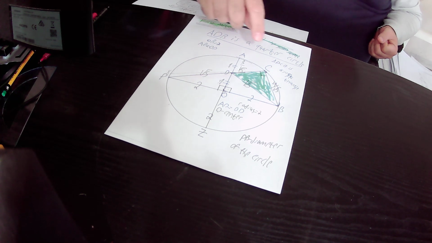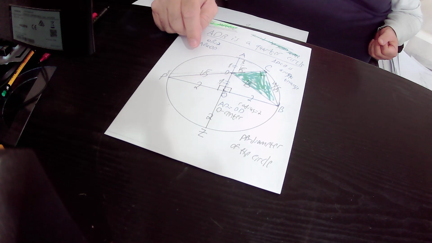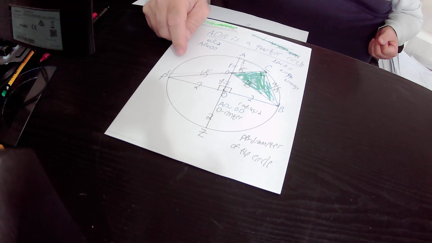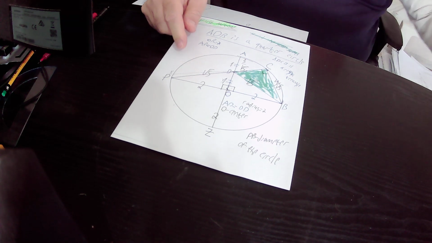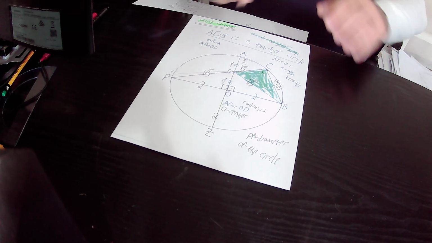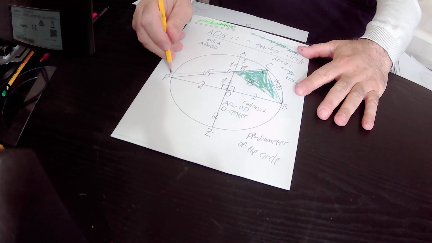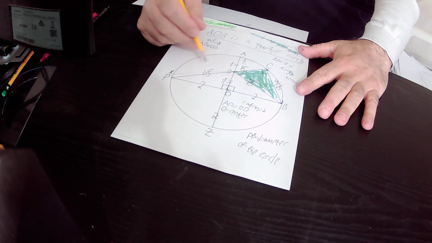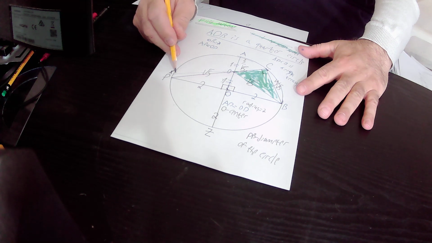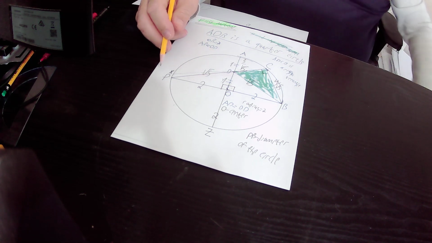Then we extended side CD by a straight line until it touches the circle, and we assume that it touches the circle at point X. We assume that the extended side CD will touch the circle at this point X.